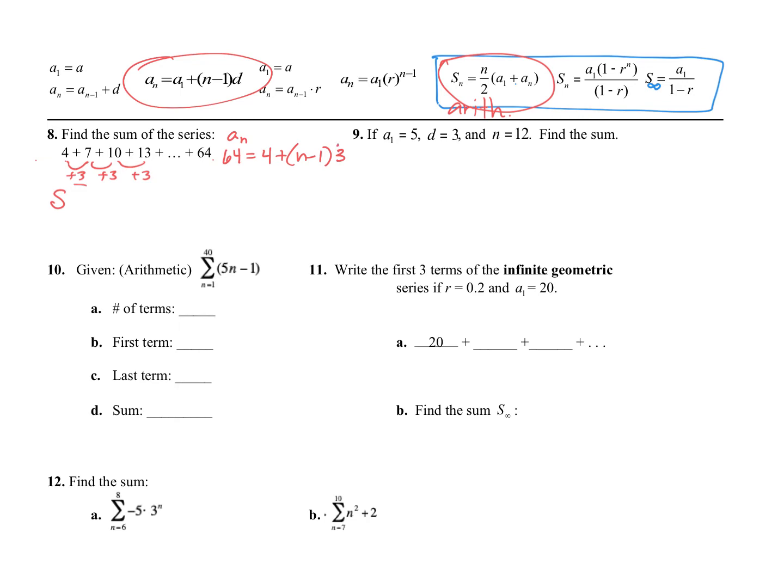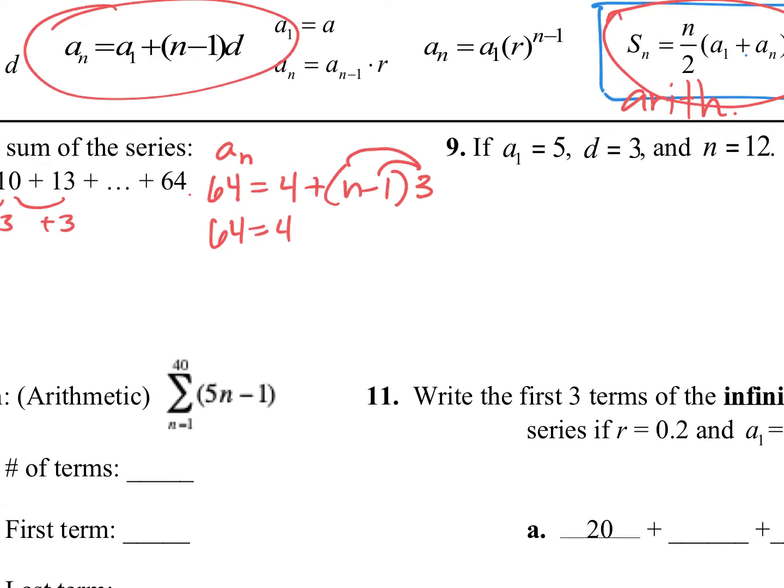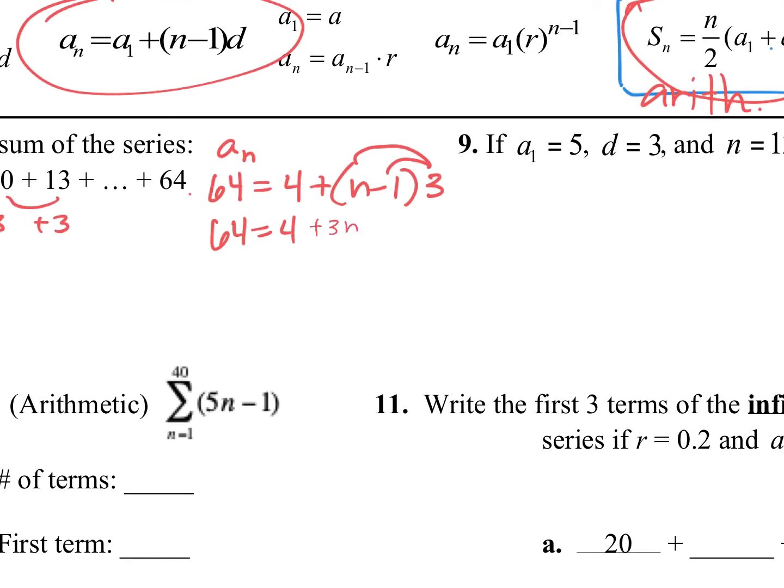So if we go 64 equals 4 plus 3n minus 3. So 64 equals 3n plus 1, right? 4 minus 3. Take away the 1. So 63 equals 3n, and then divide by 3. N would be 21. Okay, so 21 is our number of terms.